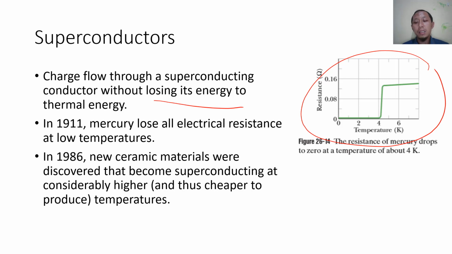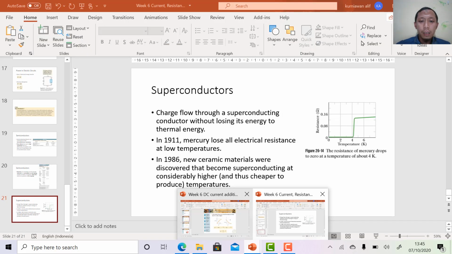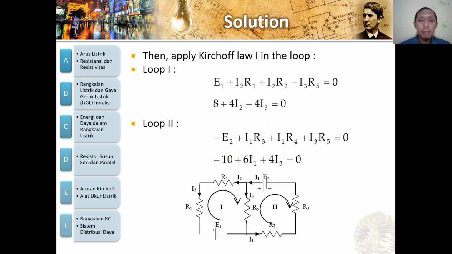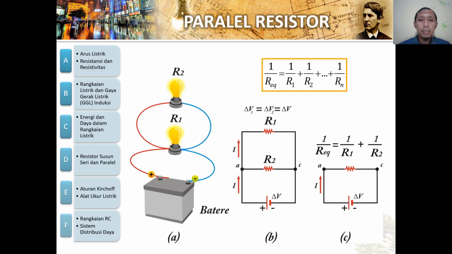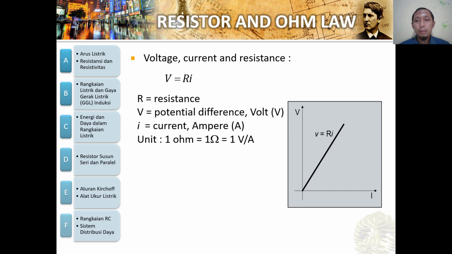So we can say that this is the superconductor because the resistivity is very low. So this is the direct current of the material, and I will talk a little about this additional material here. Maybe you can see here. This is the definition of current. We have discussed it in a previous slide.